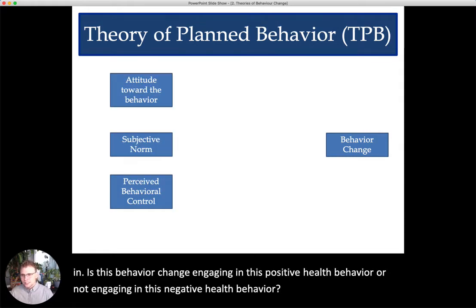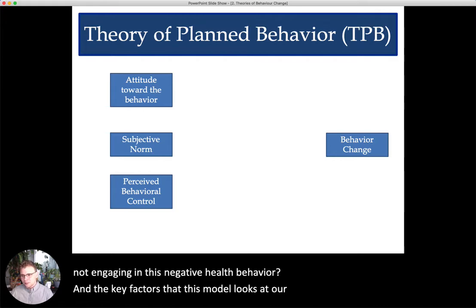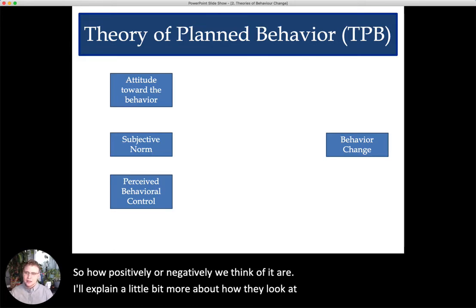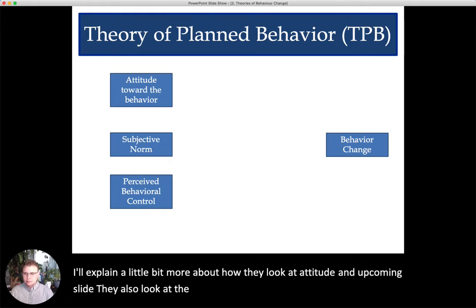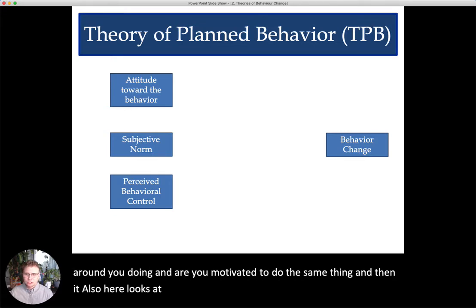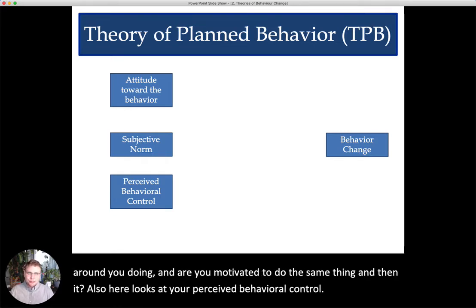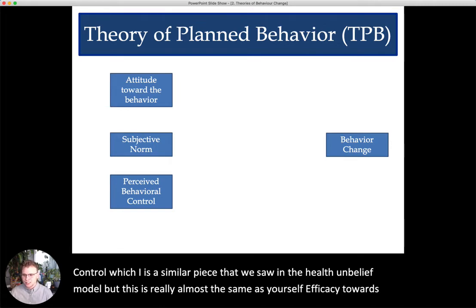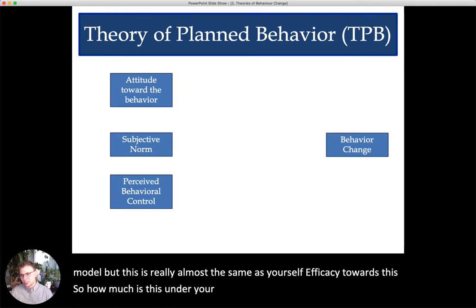And the key factors that this model looks at are our attitude towards the behavior, so how positively or negatively we think of it. I'll explain a little bit more about how they look at attitude in the upcoming slide. They also look at the subjective norms. So what are people around you doing, and are you motivated to do the same thing? And then it also looks at your perceived behavioral control, which is a similar piece that we saw in the health belief model, but this is really almost the same as your self-efficacy towards this. So how much is this under your control to be able to change this health behavior? How much are you actually able to do that?